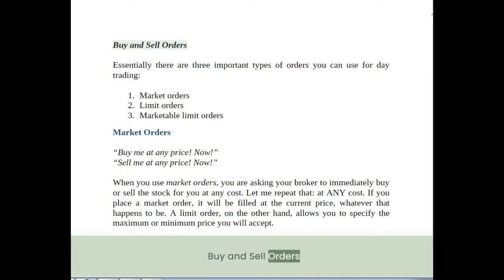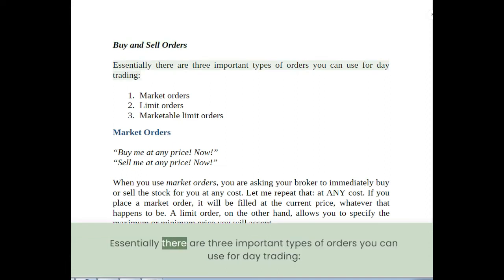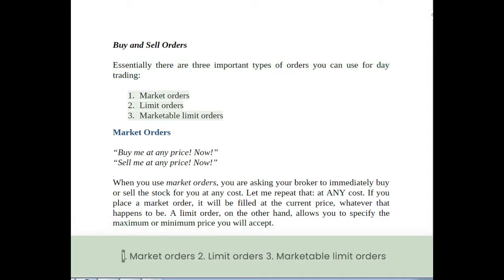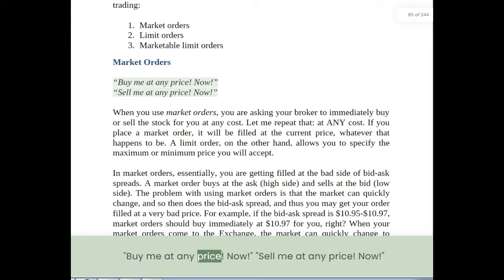Buy and sell orders. Essentially, there are three important types of orders you can use for day trading. 1. Market orders. 2. Limit orders. 3. Marketable limit orders. Market orders: buy me at any price, now. Sell me at any price, now.